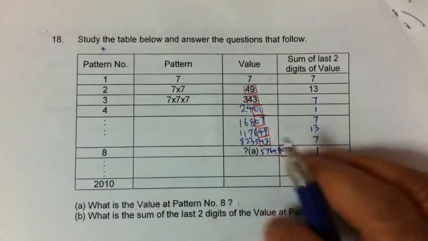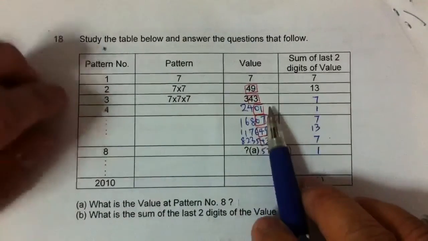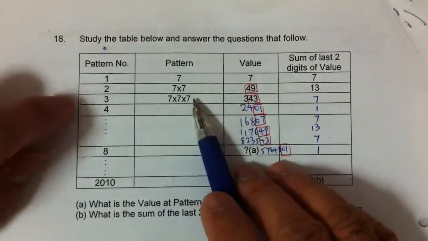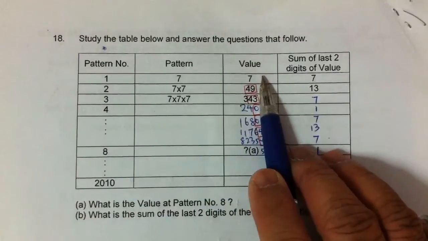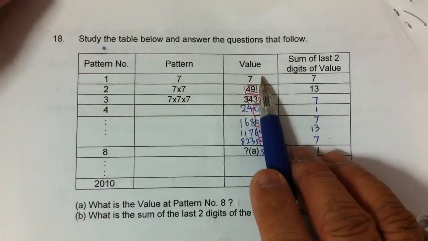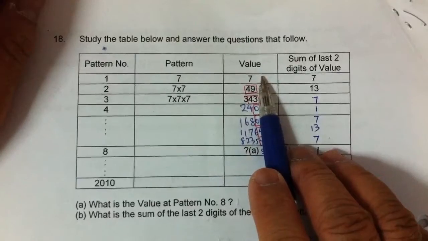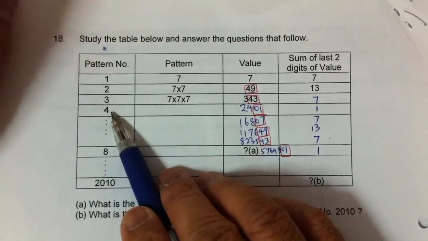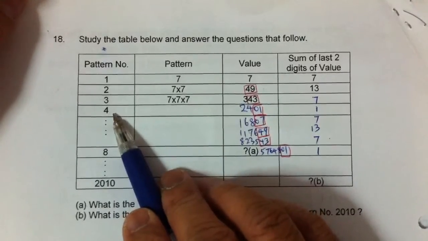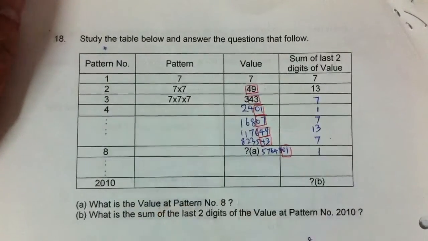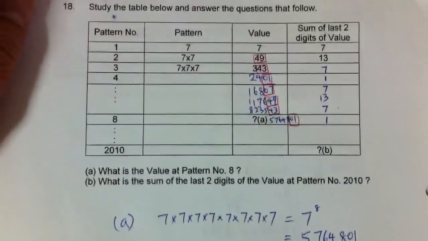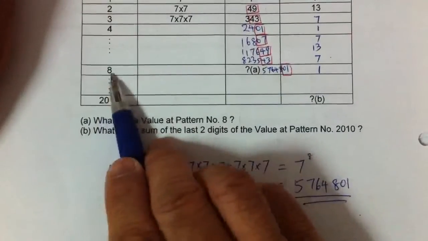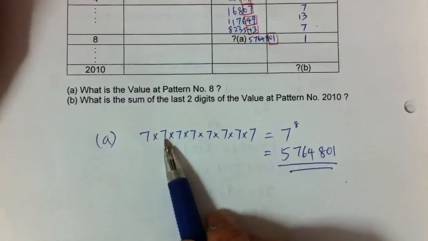Now for this question, the value for this pattern is basically 7 multiplied by itself the number of times indicated by the pattern number. From observation, this is what is actually happening. So for pattern number 8, this is how it will look.